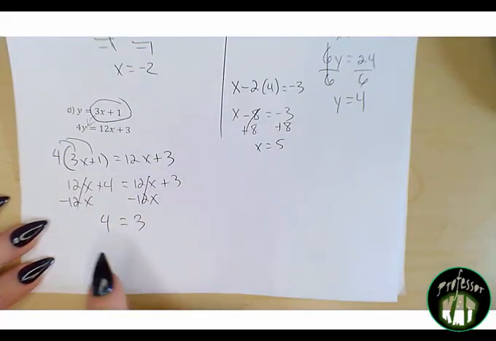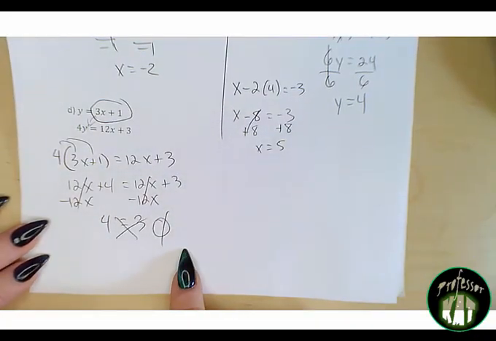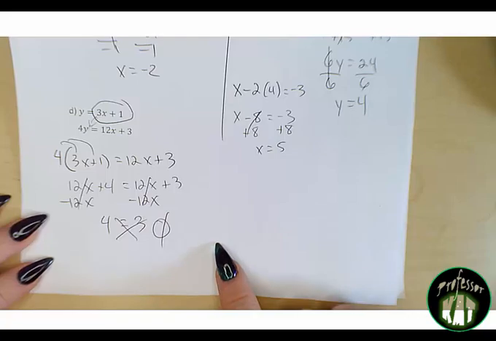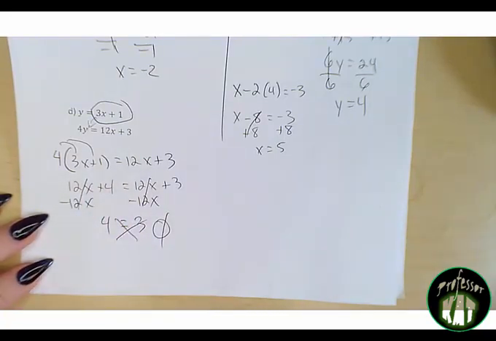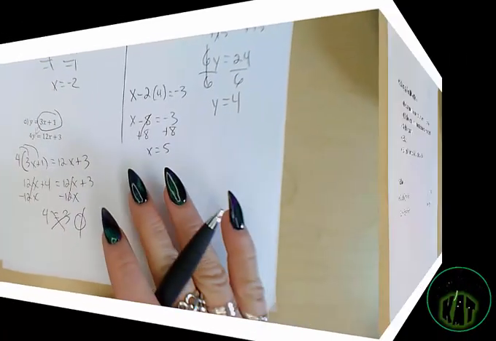We're getting something that says 4 is equal to 3. Now, 4 does not equal 3. That is not true. This is what a no solution looks like. There is no answer to this. This is a parallel line case where there is no solution.